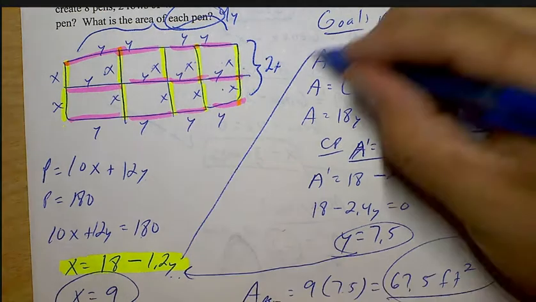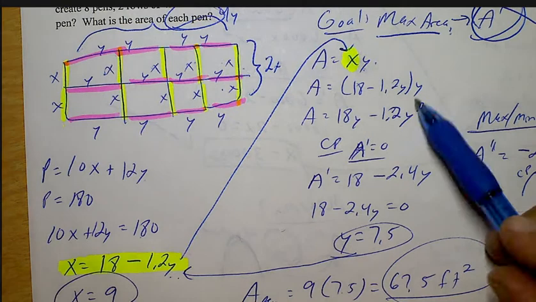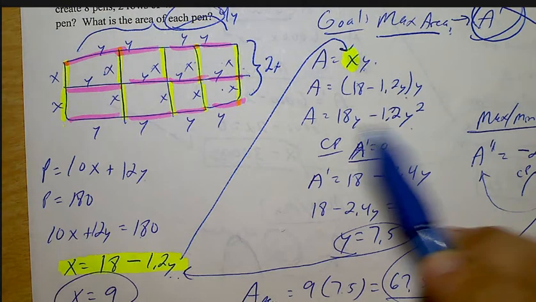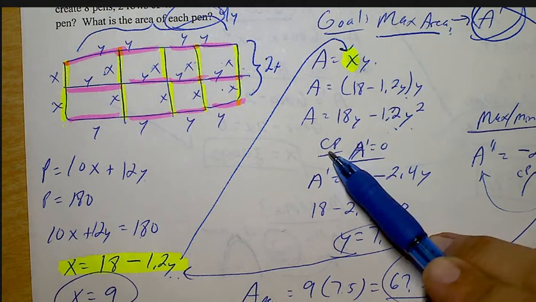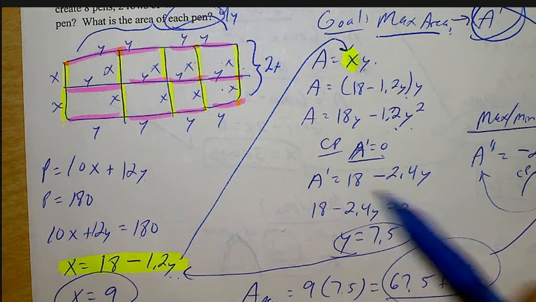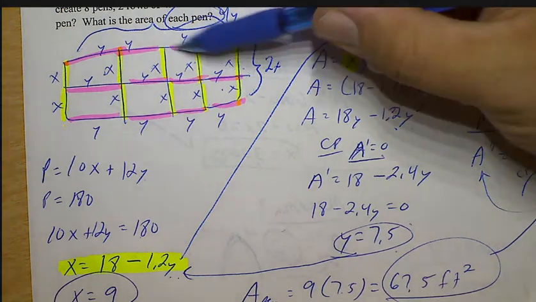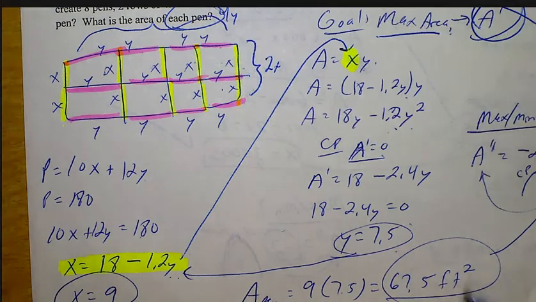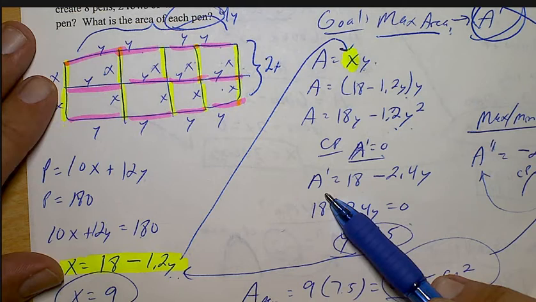So find the critical points. Where does the max or min occur? So take the derivative, set it equal to 0, and you get y to be 7.5. So the dimension y is 7.5, and is that a maximum or minimum? To determine whether this critical point is a max or min, I take the second derivative, which is negative 2.4. So our one and only critical point is at a concave down, which means it's a max.